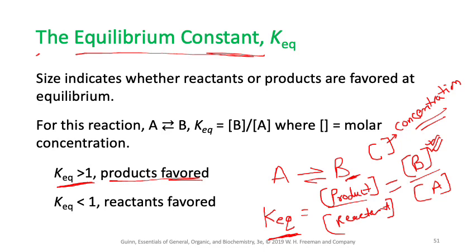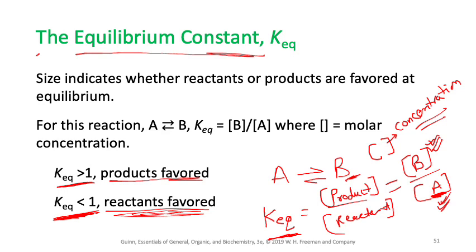When you have more product, that means the product side is more favored. If KQ is less than 1, that means you now have more reactant concentration compared to the product. That's why you get a value less than 1 for KQ when the bottom part, the denominator, is bigger. That means the reactant is favored. You have a high amount of reactant in the reaction mixture compared to the product.